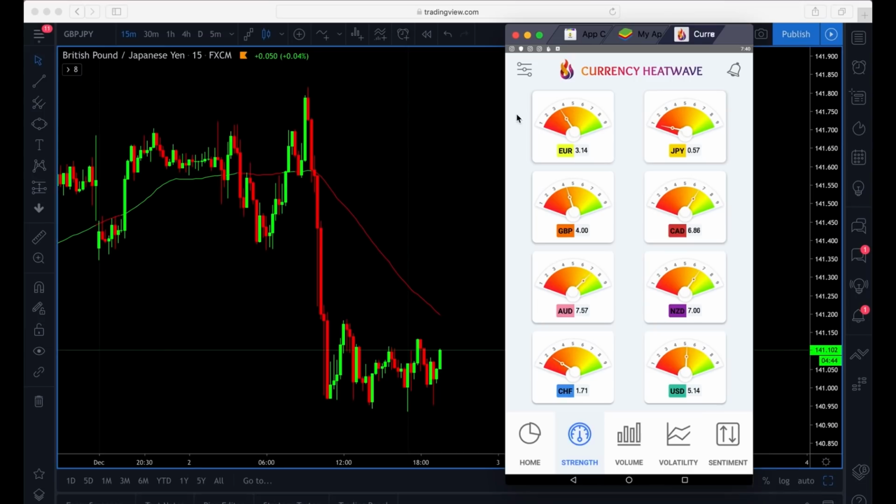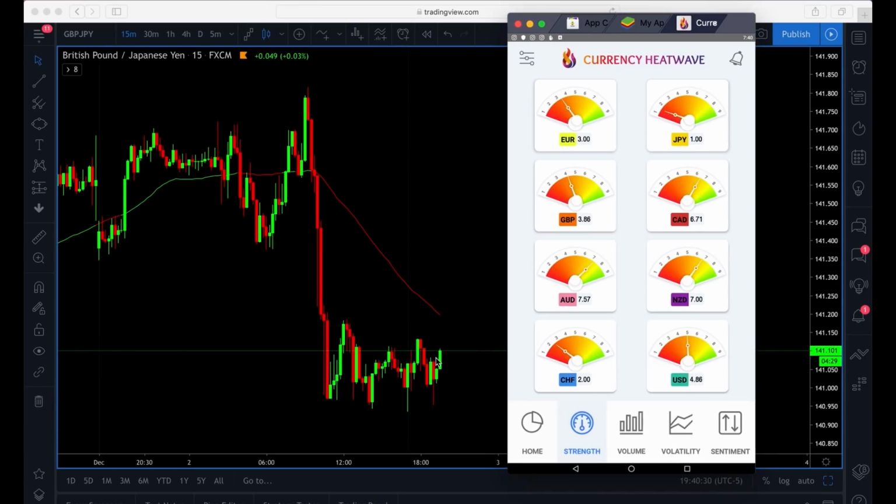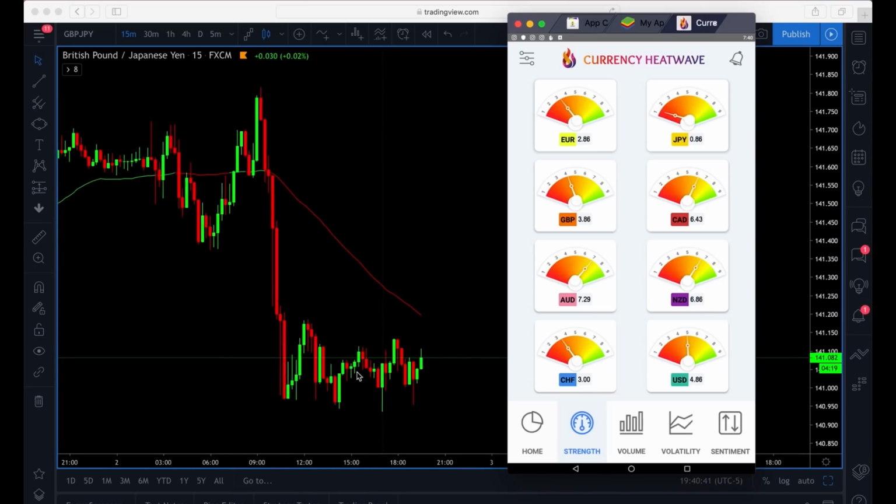So GBP is at a 4, stronger than JPY. JPY is at a 0. And you can see it's been going back and forth. But it is pushing up because GBP is bigger than the JPY. But you see what's happening here. It's really not much going on because it's not that big of a difference. JPY just switched to a 1.43 and you saw it wick out.